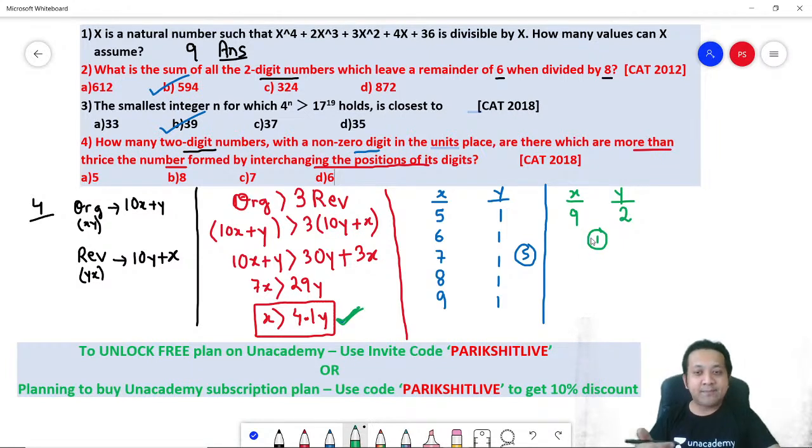Can y be 3? No. Why? Because if you put y as 3, in that case x will be greater than 4.1 into 3, which is 12.3.